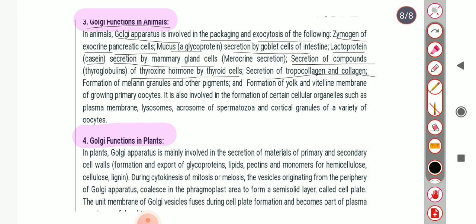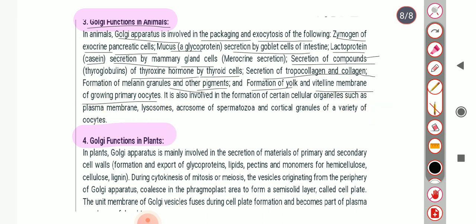It means its main function in animals is secretion, and it is involved in packaging and exocytosis of the following. First, zymogen in pancreatic cells, mucus in secretion of goblet cells in the intestine, lactoprotein secretion by mammary gland, secretion of compounds like thyroxine hormone by the thyroid gland, and secretion of tropocollagen and collagen, and formation of myelin granules and other pigments. It also helps in formation of yolk and vitelline membrane for growing primary oocytes.